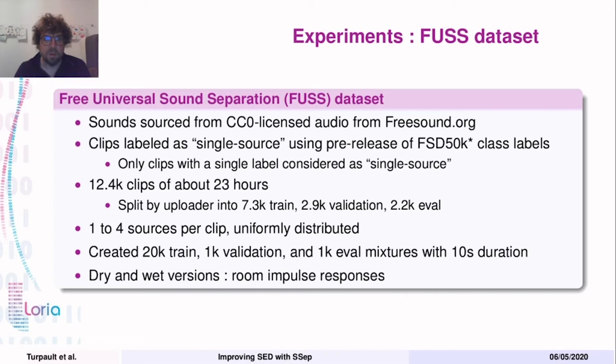We have from 1 to 4 sources per clip, and we create 20,000 clips for training, 1,000 clips for validation, and 1,000 clips for evaluation. Each clip lasts 10 seconds. Plus, we can have dry and wet versions of the clips. For the reverberated version, we apply room impulse responses to each of the sources.